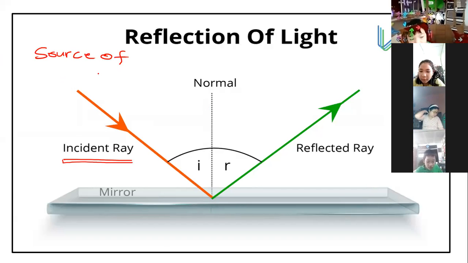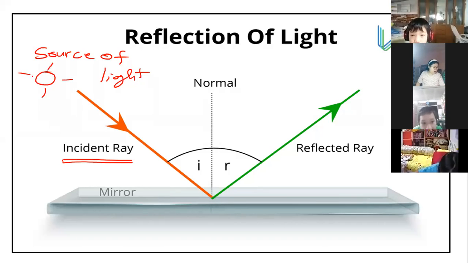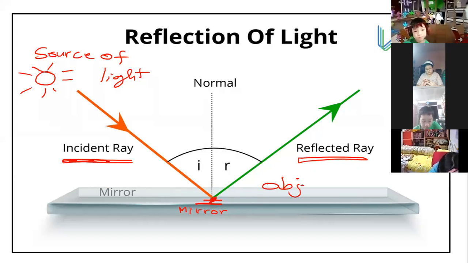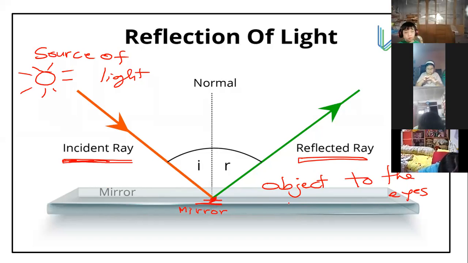The light comes from, for example, the sun, a flashlight, the source of the light, the incident ray. And then it will go to the object, which is the mirror or shiny objects. It will bounce back. There is what we call the reflected ray. The reflected ray is from the object to the eyes. So that is what we call the reflected ray.